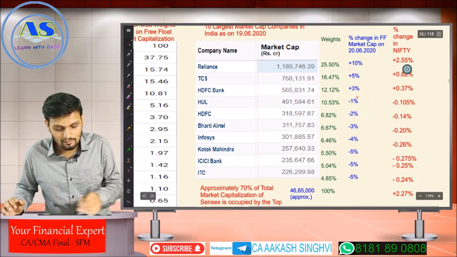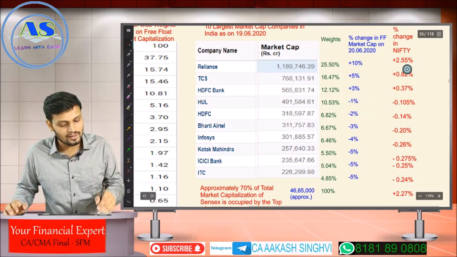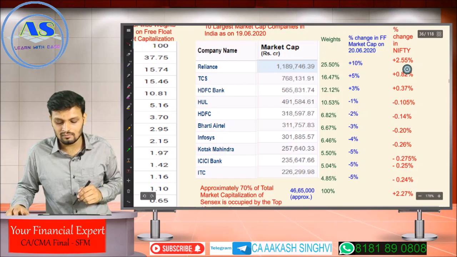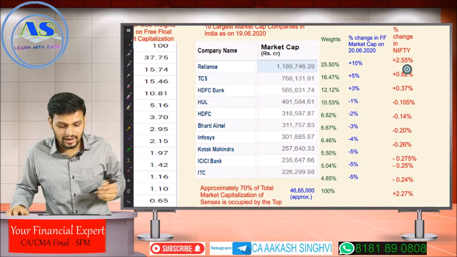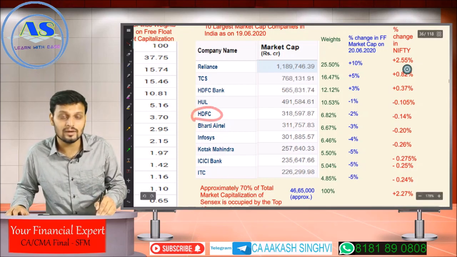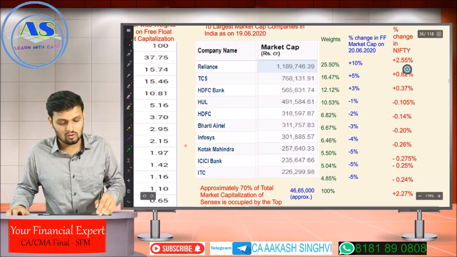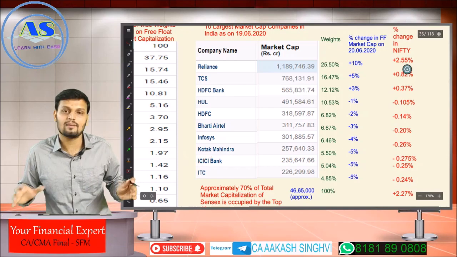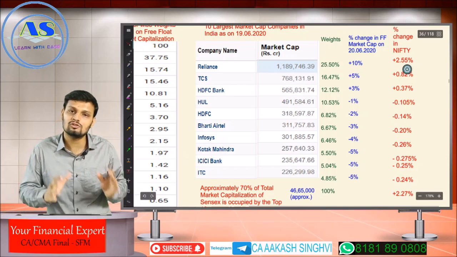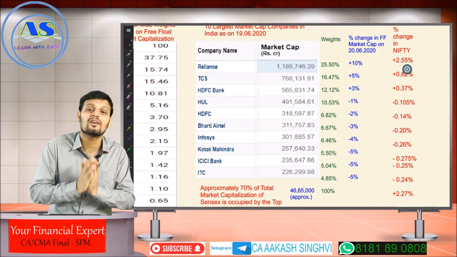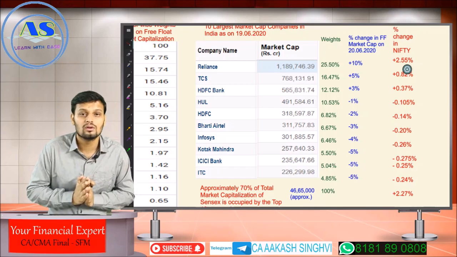Okay, so minus 1% for Hindustan Unilever Limited. HDFC has come down by around minus 2%. Sorry, this is HDFC Limited. Bharti Airtel has come down by minus 3, Infosys minus 4, Kotak Mahindra minus 5, ICICI Bank minus 5, and ITC also has come down by minus 5% as on 20th of June.